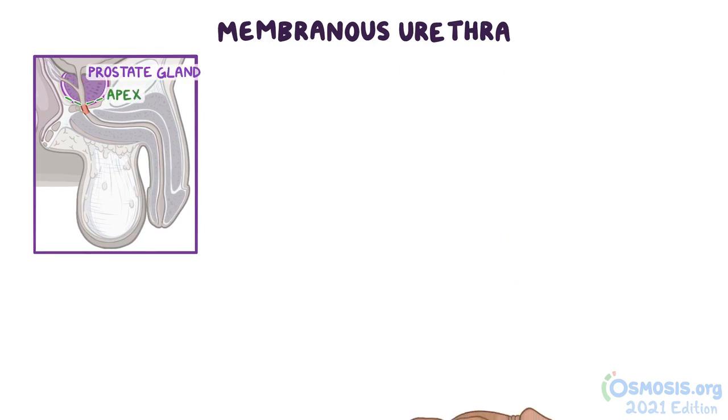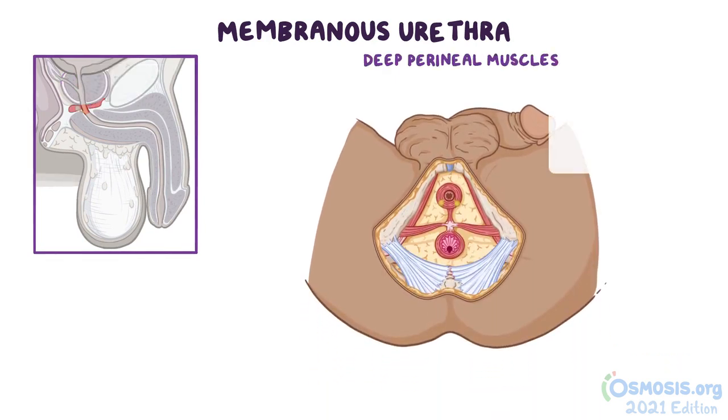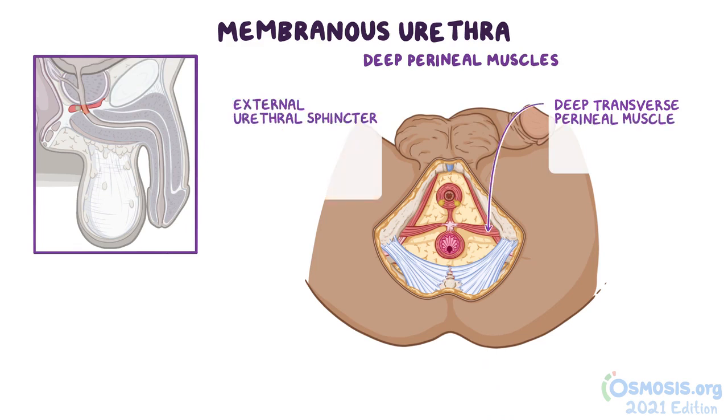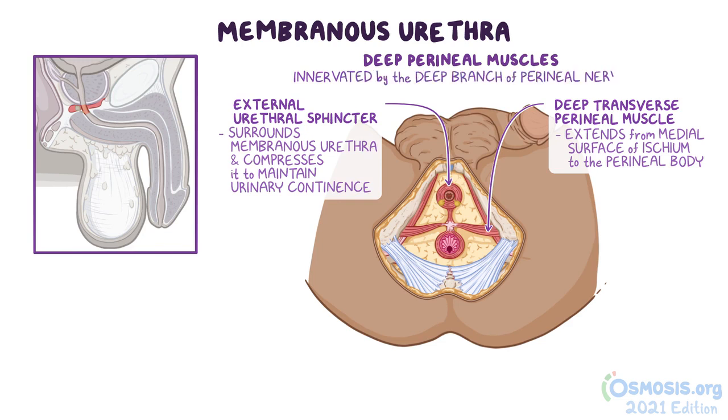Then it passes through the deep perineal pouch, which houses the deep perineal muscles: the deep transverse perineal muscles and the external urethral sphincter. The deep transverse perineal muscle extends from the medial surface of the ischium to the perineal body. The external urethral sphincter is a circular muscle that surrounds the membranous part of the urethra and compresses it to maintain urinary continence. The deep perineal muscles are innervated by the deep branch of the perineal nerve.